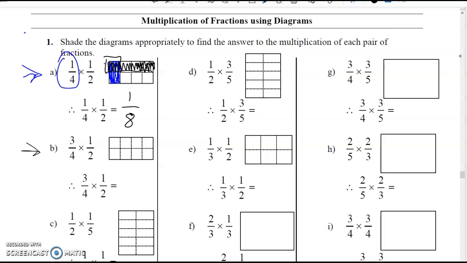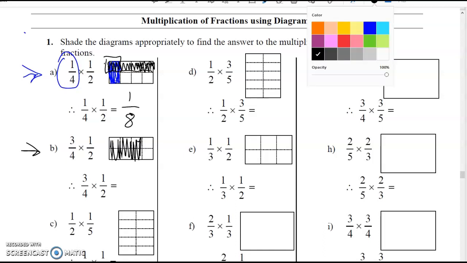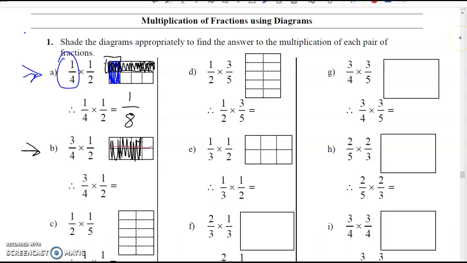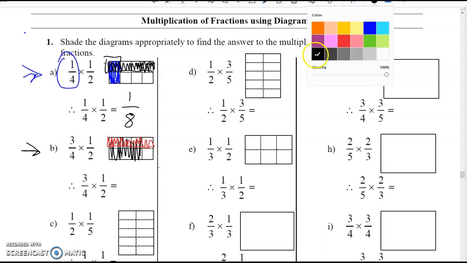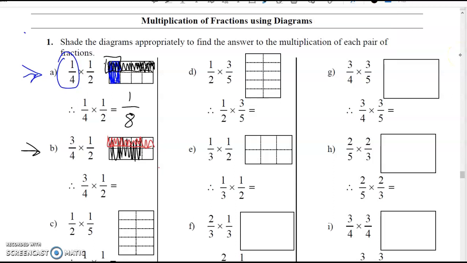I've got 3/4 times by a half. So if we shade in 3/4 that way, and then we do a half across ways, how many of them overlap? 1, 2, 3 overlap, so that one, and that one. So 3 out of 8.